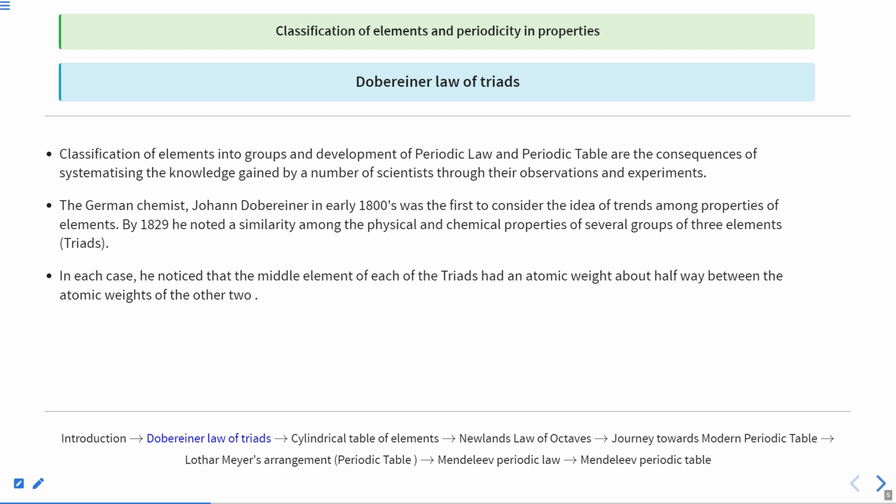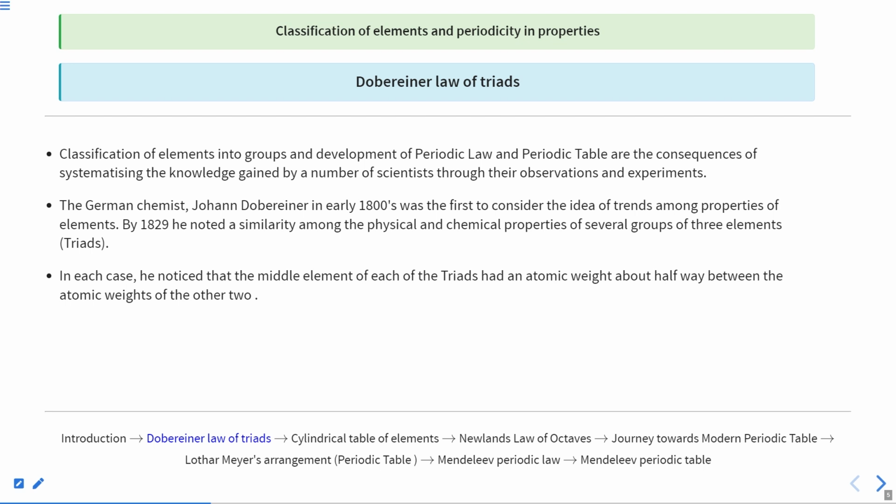A German scientist named Johann Dobereiner, in 1800, was the first to observe the trend in properties of the elements. He noted a similarity among the chemical and physical properties of several groups of three elements. So his law is named Dobereiner's law of triads. Basically, he tried to classify elements in groups of three, making bunches of three, and each of these three elements would exhibit similar properties.